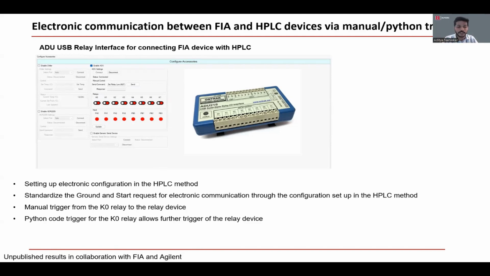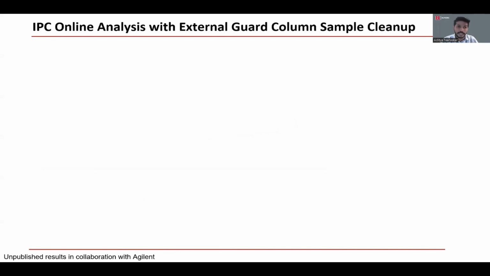And then after the manual trigger, we tried it with a Python code to actually achieve that automation. And finally, all that was standardized. After standardizing the electronic communication, we obviously went on to try the complete online workflow, where the sample handover happens to the HPLC, after which the sample is taken up by the external valve of the HPLC inside for analysis.